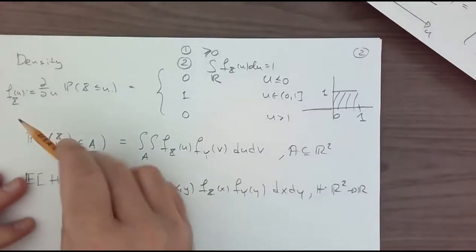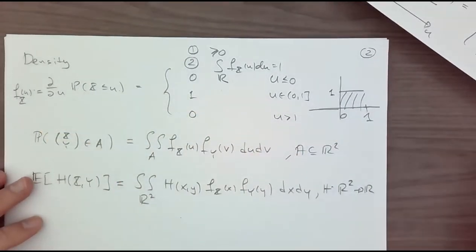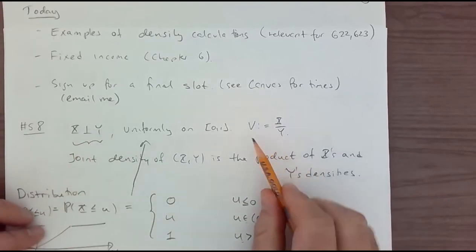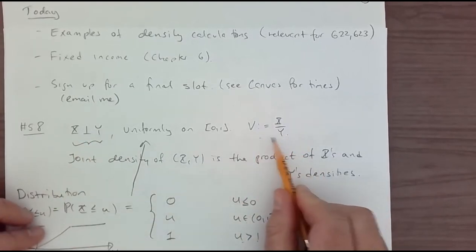So what we're given is the density of X, we're given the density of Y, we're given that they're independent, and now we want to know this ratio here. What about that one?